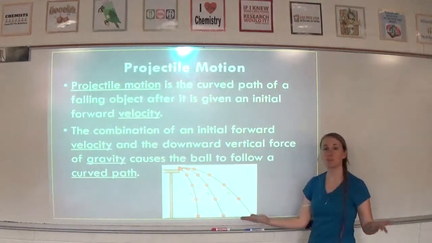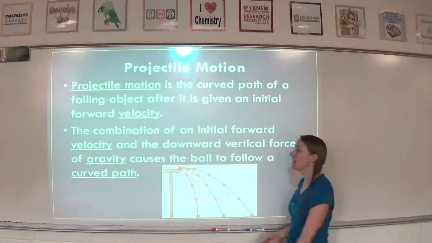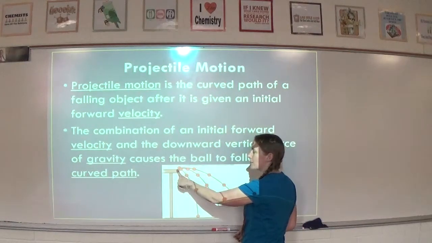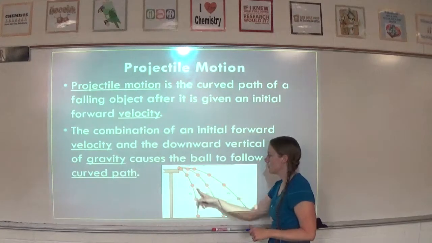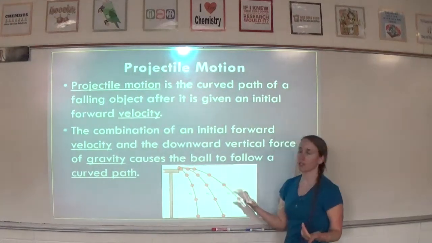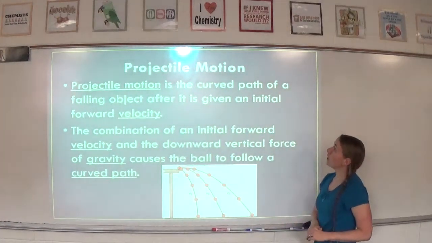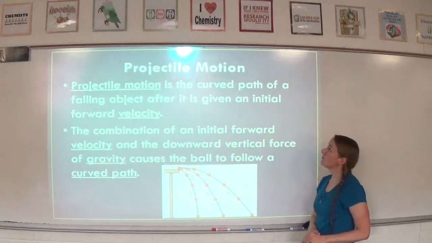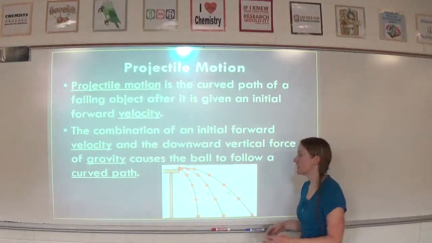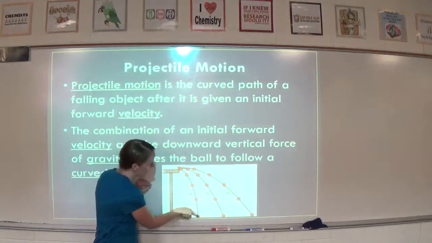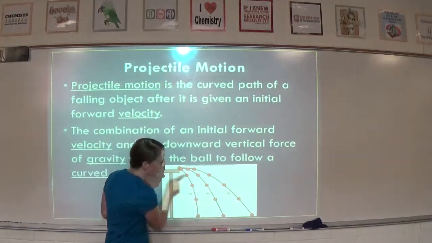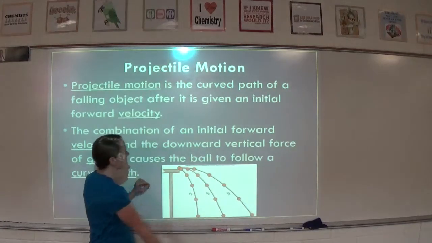So next thing is projectile motion. Think about if you have a marble on the table and you just flick it off the edge. Okay, and so it's going to project down onto the ground. So projectile motion is the curved path of a falling object after it is given an initial forward velocity. So if I come over here and here's my marble and I thump it, depending on how hard I thump it will depend on which path it takes. But notice all three of the paths are curved.